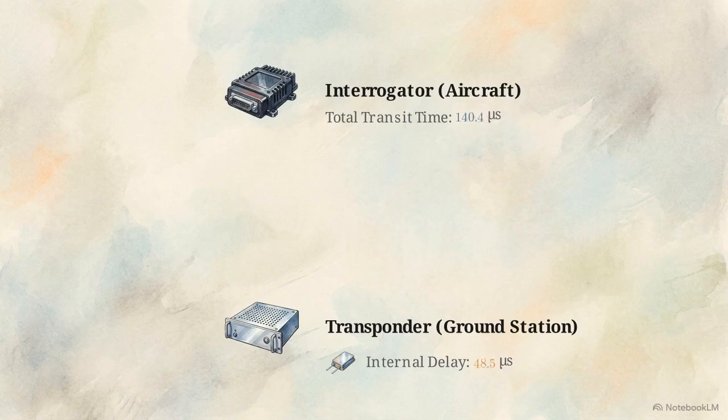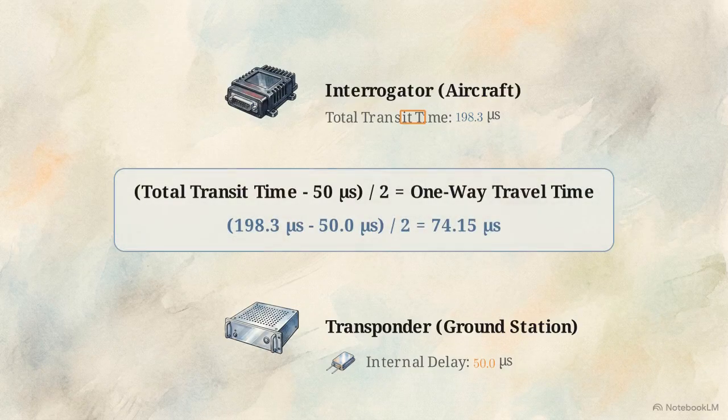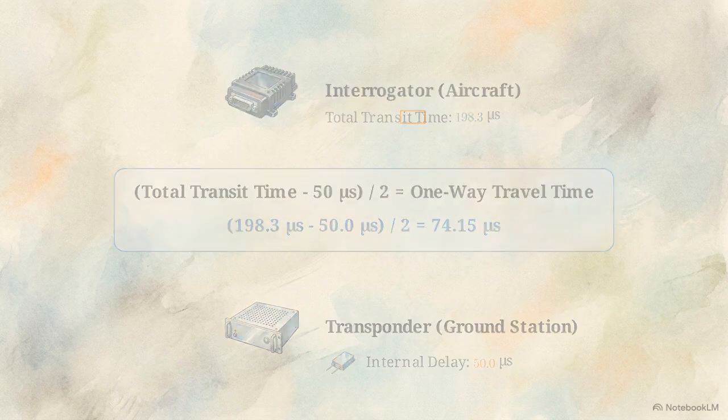The transponder holds the signal in place, imposing a hard-coded delay of exactly 50 microseconds before firing a reply pulse back into the sky. The airborne unit intercepts this reply, measures the total round-trip transit time, and subtracts the 50 microsecond delay. The remaining time reveals the absolute physical distance between the antennas.